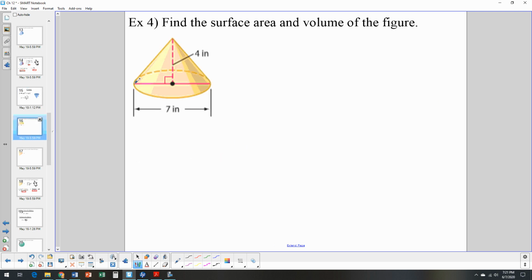So in example 4, they're giving us the whole diameter is 7. So the radius is 3.5. We're also going to need h and l. So I'm looking at this 4. The 4 is inside the figure, so that's the regular height, which means I'm going to have to find the slant height. So over here is going to be our 4. Down here is going to be the 3.5, and we're going to do Pythagorean theorem. So that's going to be L squared equals 4 squared plus 3.5 squared. We get L is about 5.32.